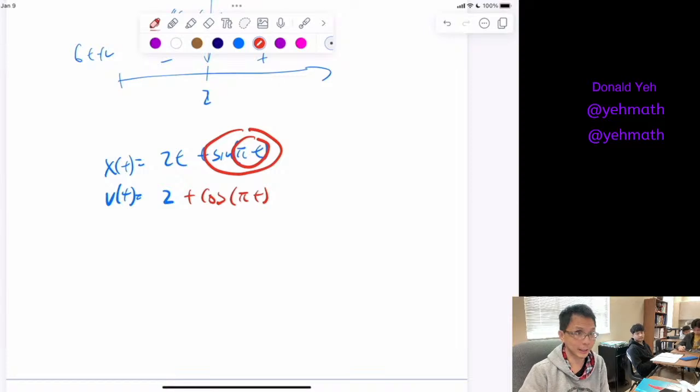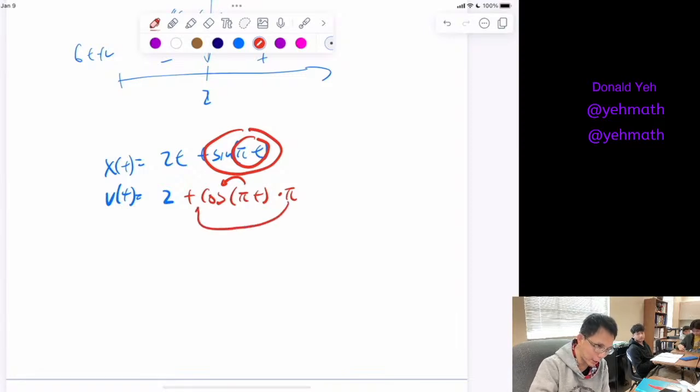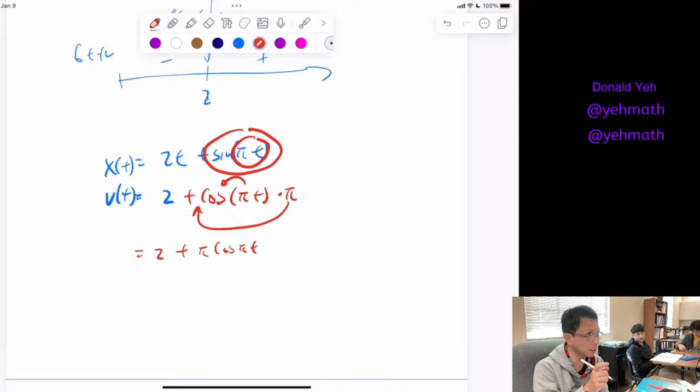Cosine of pi t like this, right? Now I'm going to take a derivative inside, which is pi, but I don't want to put it behind. I'm going to put it in the front. Because if you put it in behind, people thought that pi and pi t can multiply together. That's not true. This argument belongs to this one. This pi is not inside the argument. So it's better to put pi right here. So that's equal to 2 plus pi cosine of pi t. I usually put the inner derivative in the front so it doesn't confuse with the argument.